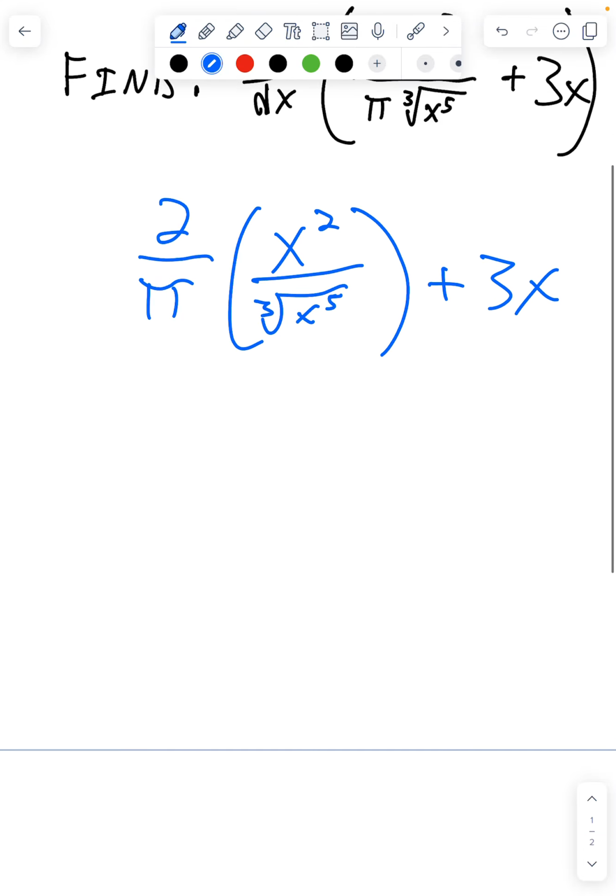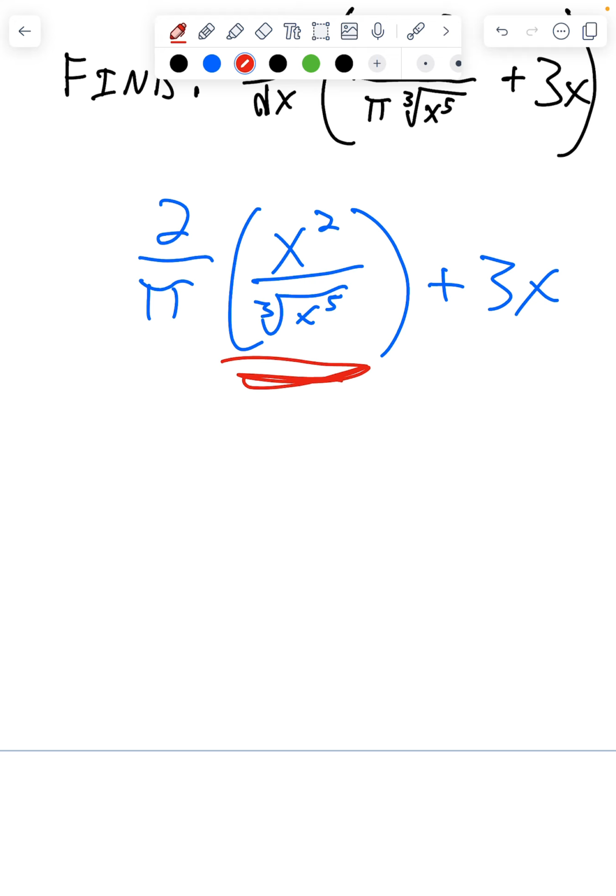From here, I need to know my algebra rules. People struggle with algebra rules more than anything else in calculus, especially in Calc 1 or Calc AB. So what is my rule for all of this? How can I rewrite it? x squared I'm just going to keep on the top. On the bottom, it's x to the 5 thirds. Know your power rules here.